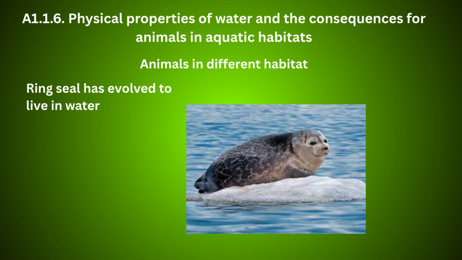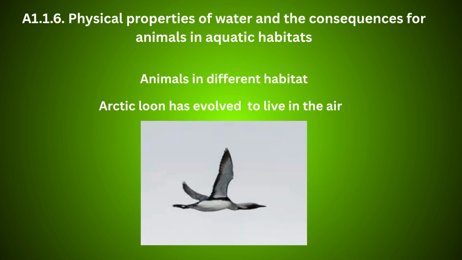Water is also a very good thermal conductor. So, what you are going to see on this seal is a large amount of blubber or fat that helps prevent some of the body heat from inside of the seal being transmitted to the water. There are so many different adaptations for different environments.